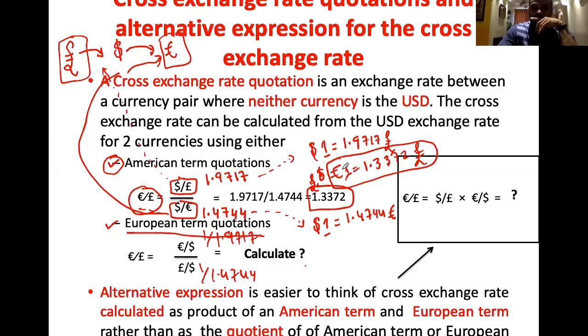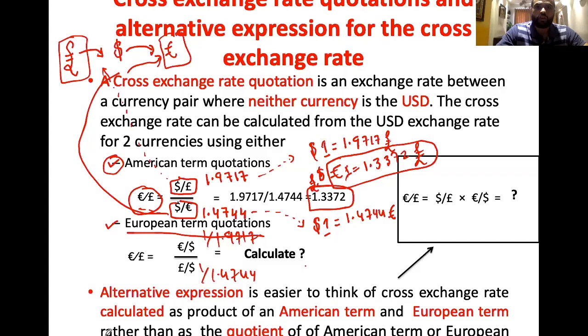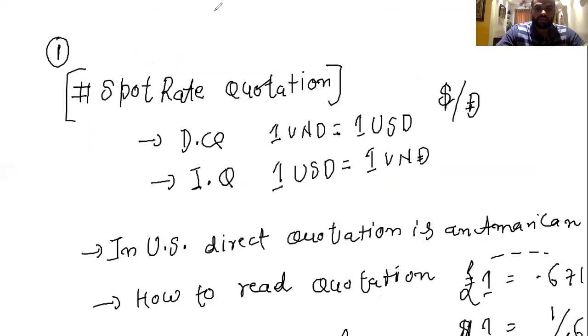Okay. So the same thing, the alternative expression is the easier way of cross exchange rate calculated as a product of American terms and European terms rather than quotations of American terms and European terms. So make sure you remember that, right? So one country's direct quotation is another country's indirect quotation, obviously. Now, that's the conclusion of cross exchange rate. So let me write down the conclusion of cross exchange rate.